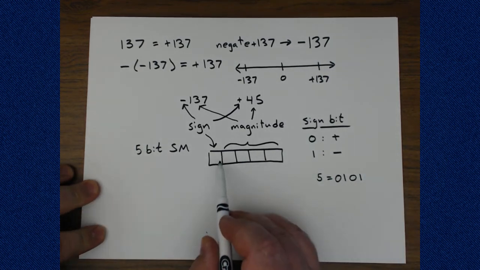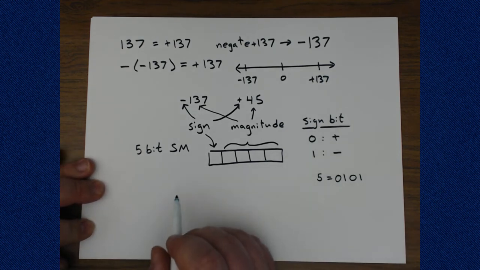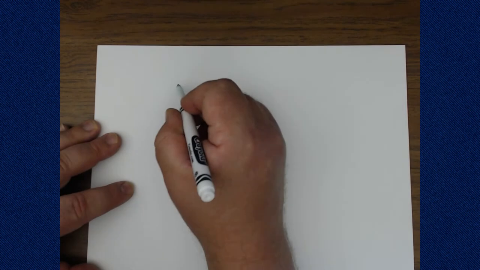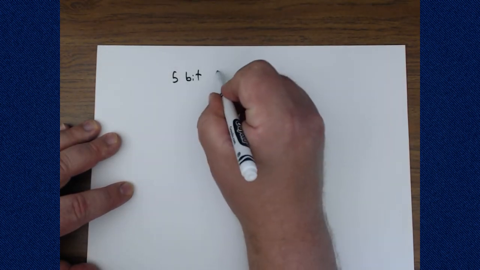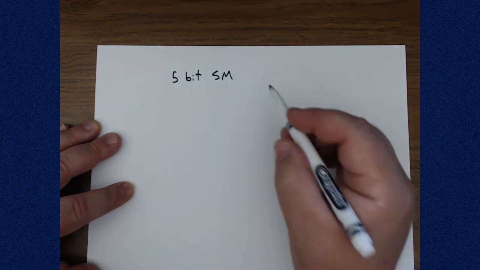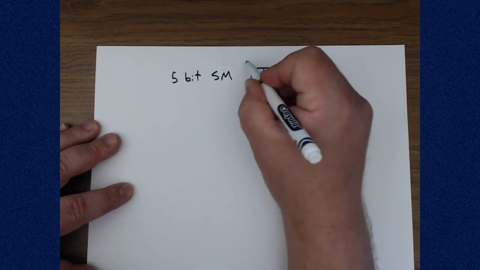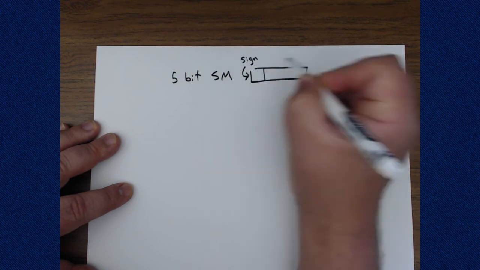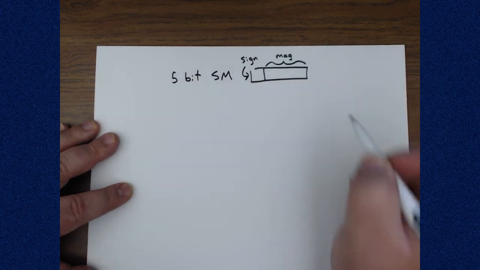So now that we've got this representation figured out, let's look at some possible values and decode their actual meaning. So let's put some 5-bit values down again. We're going to do 5-bit signed magnitude. And I'll give us some bit patterns. Again, recall that we have the sign bit up here, and the rest of this stuff is the magnitude.